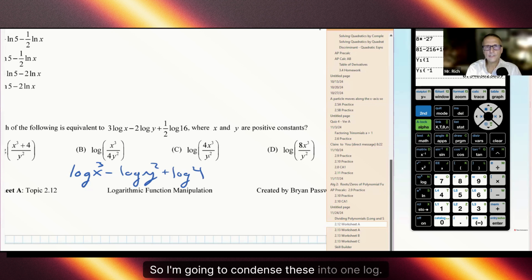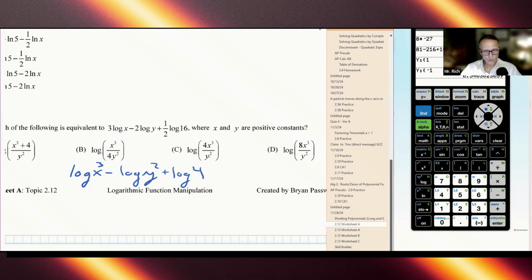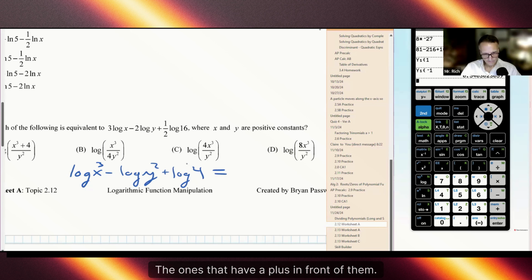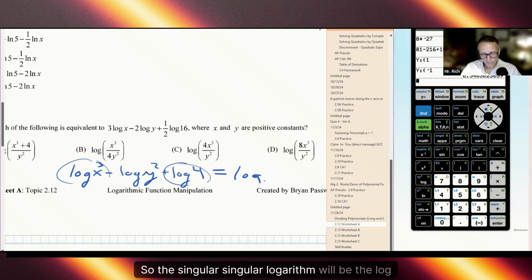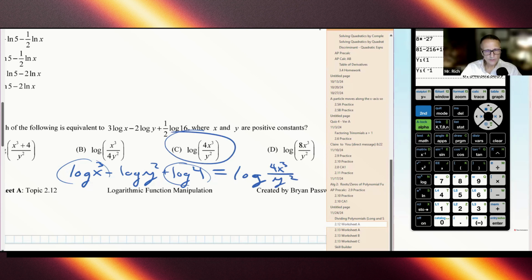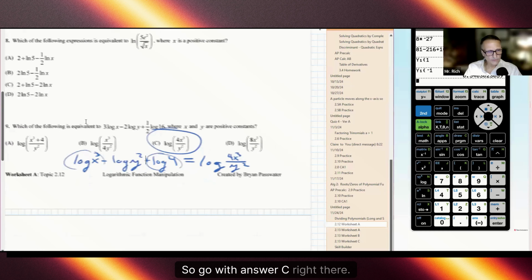So I'm going to condense these into 1 log. Now, the logarithm that has the minus in front of it is going to go down to the denominator of the one singular logarithm. The ones that have a plus in front of them, these 2, are going into the numerator. So the singular logarithm will be the log of 4x to the 3rd over y squared. So go with answer C right there.